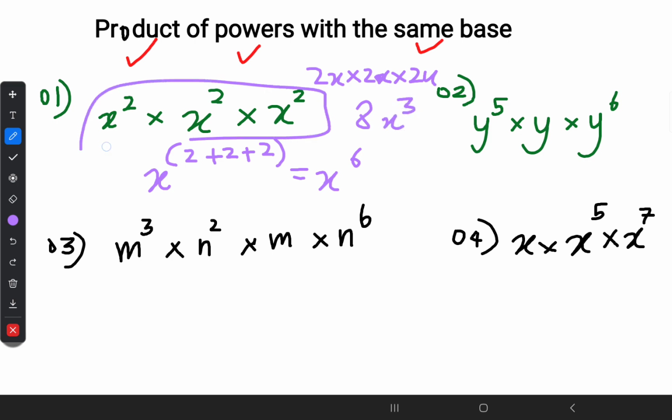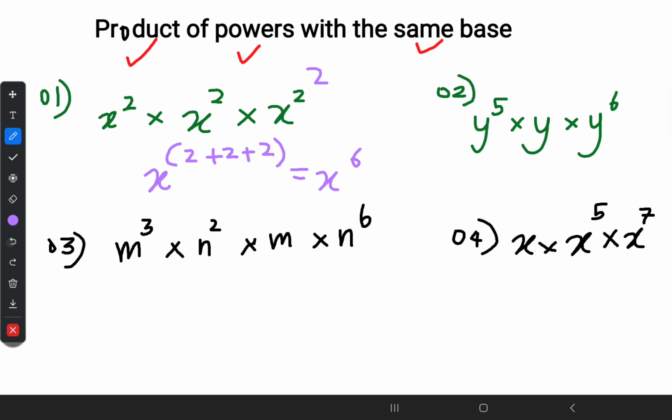But here the case is totally different. Same bases with some powers. So in those cases you should add those powers. That's the proper method to find the product of powers with the same base. Now let's discuss the second question.